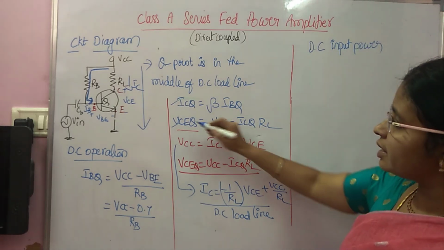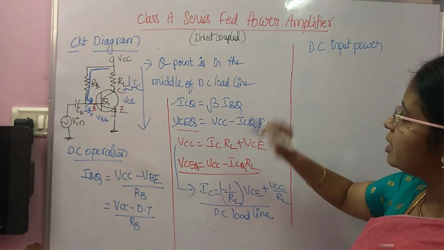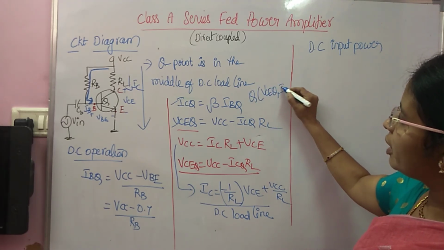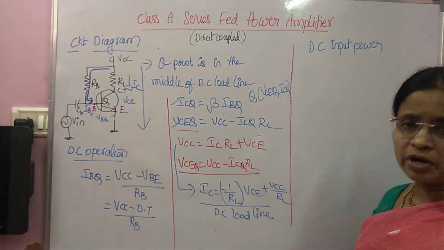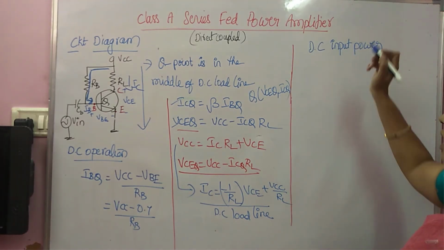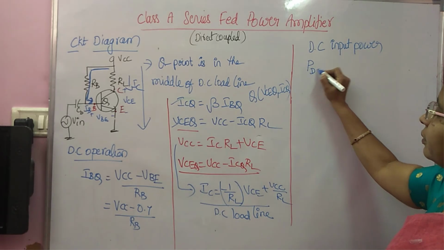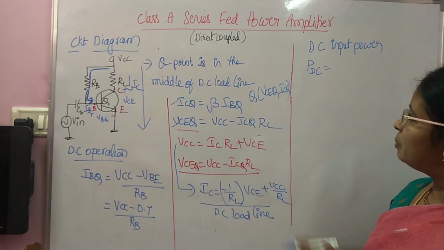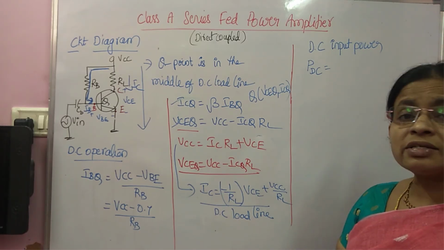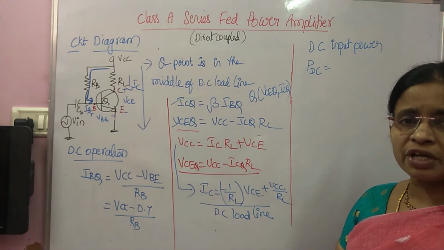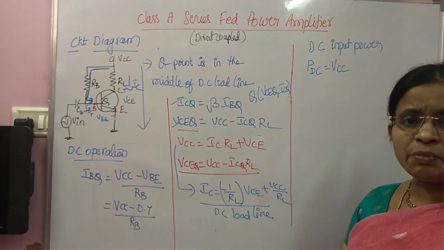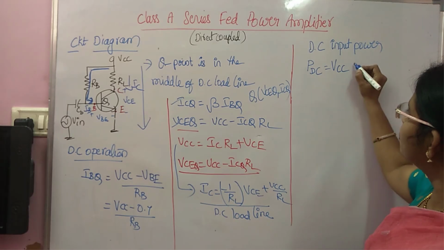After getting ICQ and VCEQ, we got the operating point values. Next, DC input power, PDC. What is actually power? Voltage into current. What DC voltage input are we giving? We are giving VCC. That is the maximum DC input voltage into current.